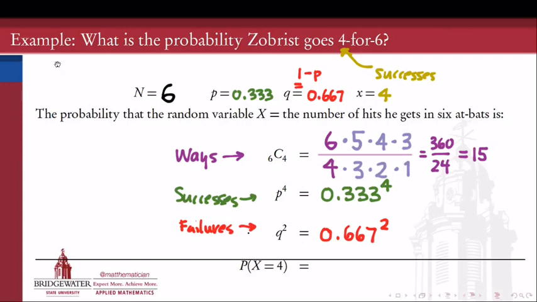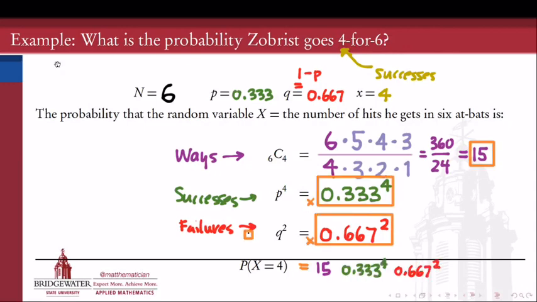And each one of those different ways is going to have a probability to happen of .333 to the 4th times .667 squared. So his overall probability of going 4 for 6 is going to be the product, 15 times .333 to the 4th times .667 to the power 2. Finishing that computation, doing the exponents first and then doing the multiplication second according to the order of operations. Using a calculator, I get .082, or 8.2%.